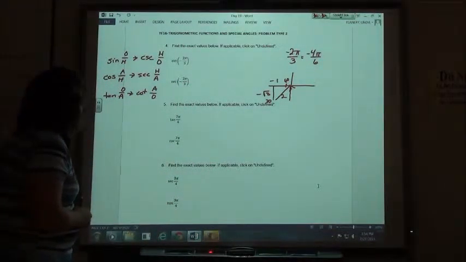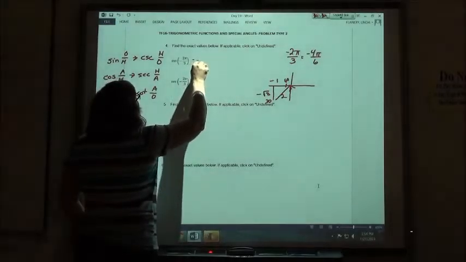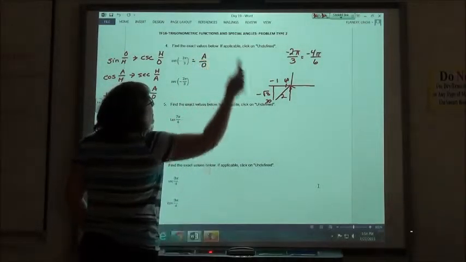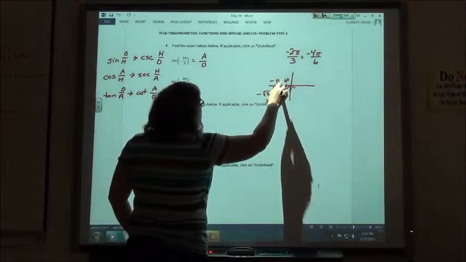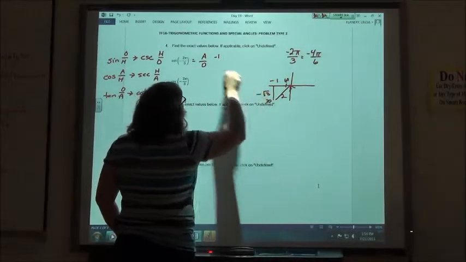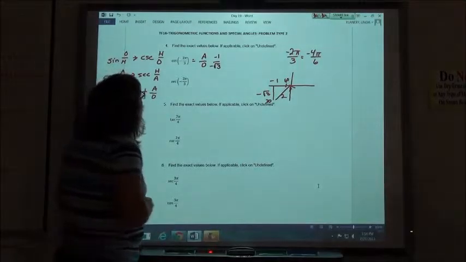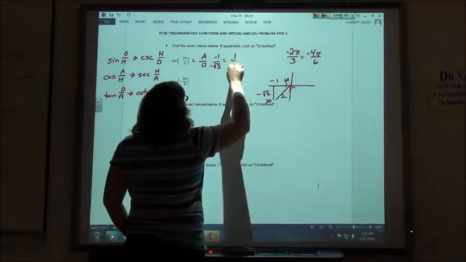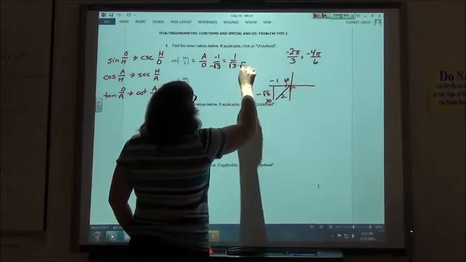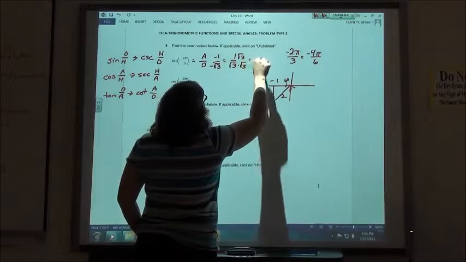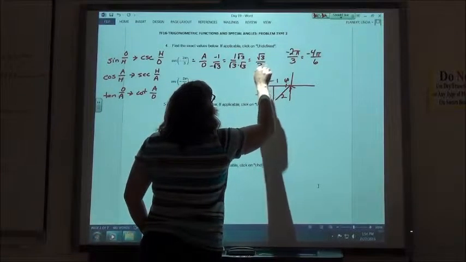I want to do the cotangent. The cotangent is the adjacent over the opposite. So my adjacent is negative 1. My opposite is negative square root of 3. Since I have a negative over a negative, it's a positive. 1 over square root of 3, I have to rationalize the denominator, so I'm going to get the square root of 3 over 3.